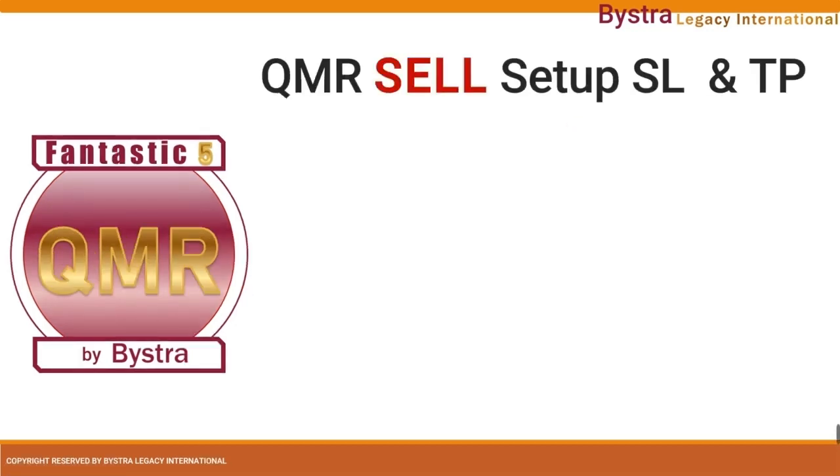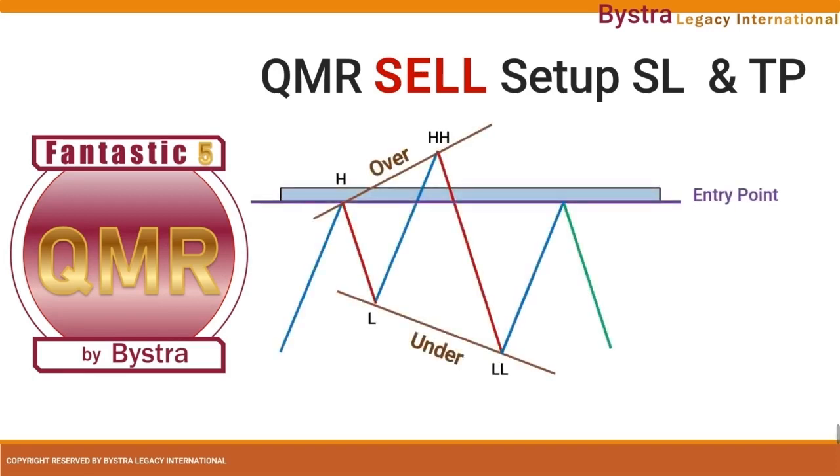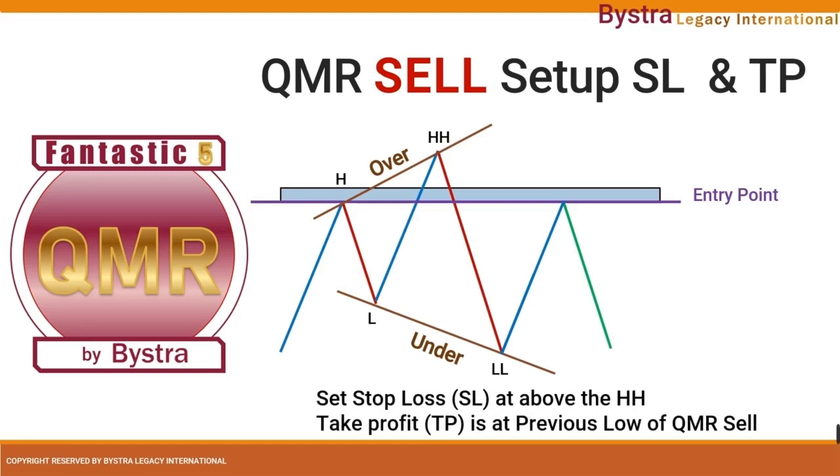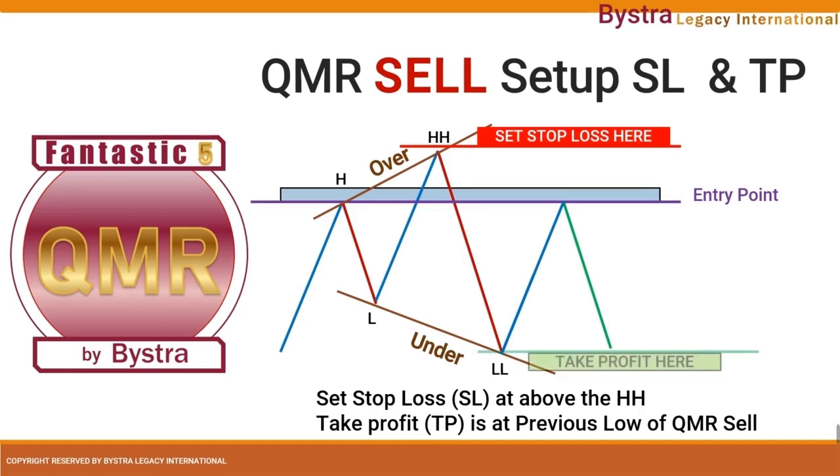Now, let's have a look at the QMR sell setup for the SL and TP. For the QMR sell, our stop loss would normally be put above the high of the QM. In this case, if the stop loss is more than 30 pips, then you just have to monitor the price, because more than 30 pips is considered a very big stop loss. Or else you can use the NORA entry to lower your risk so that your stop loss doesn't have to go all the way up to 30 pips. For the take profit area, same goes: we will take the profit at the previous low of the QMR sell.